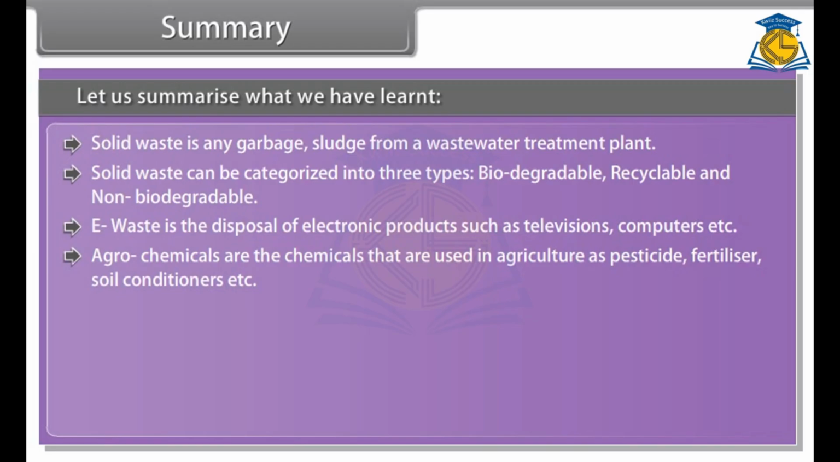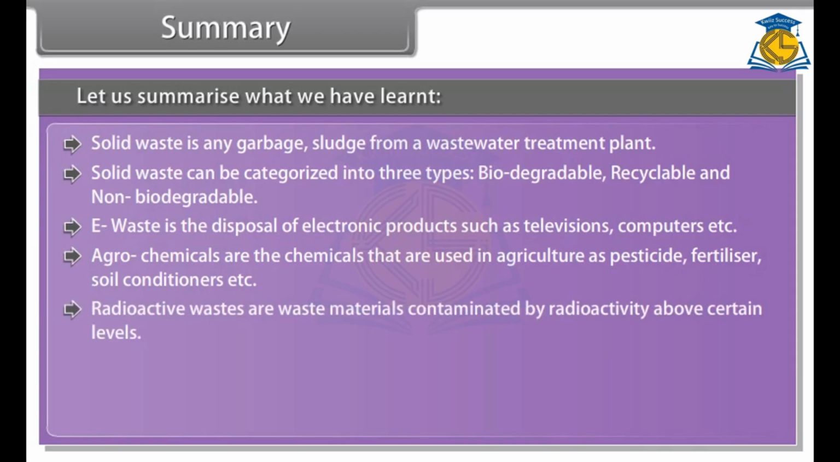Agrochemicals are the chemicals that are used in agriculture as pesticides, fertilizers, soil conditioners, etc. Radioactive wastes are waste materials contaminated by radioactivity above certain levels.